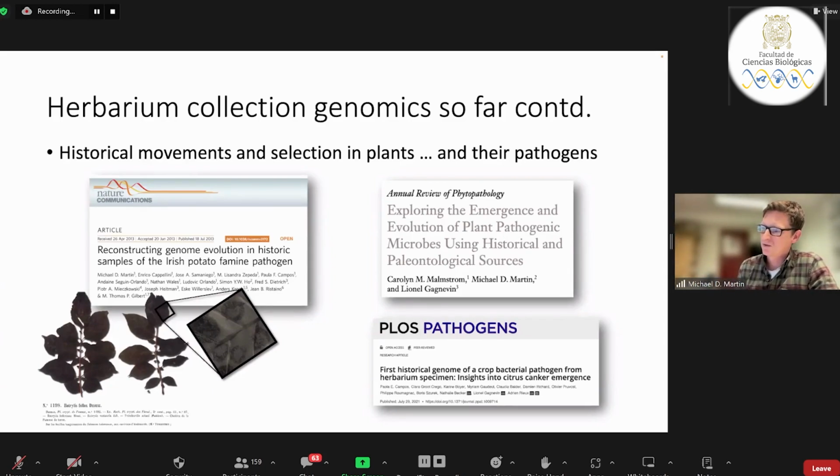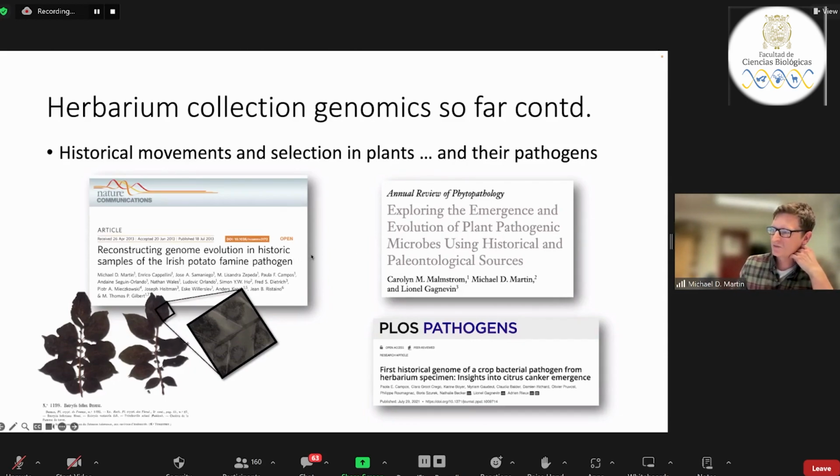So what we did was to use historic herbarium specimens of potato plants collected from 1845 and to sequence the lesions where the pathogen had made an infection on some of the plants, and to recover the genome of the pathogen, and then to relate that to the potato genome, which is work that I'm proud of.